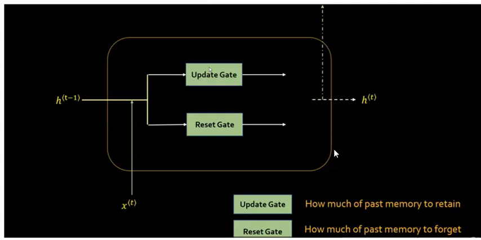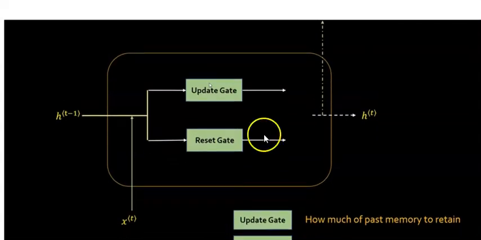That means when samosa is there in the long-term memory and pasta comes, we need to forget the samosa and update, or reset, that gate with pasta. This is the aim of your update gate and reset gate. So you have an X of t input and H of t minus 1, the previous memory.